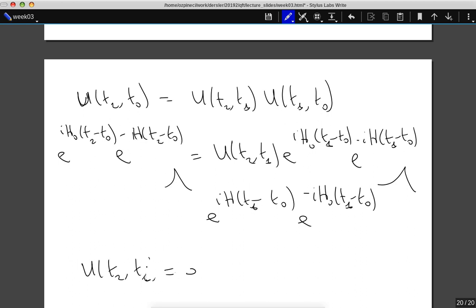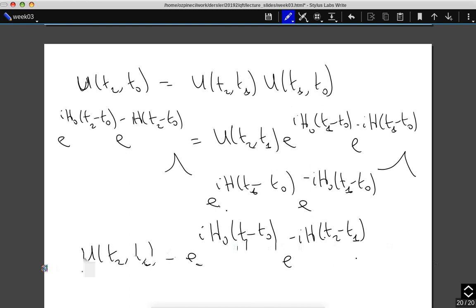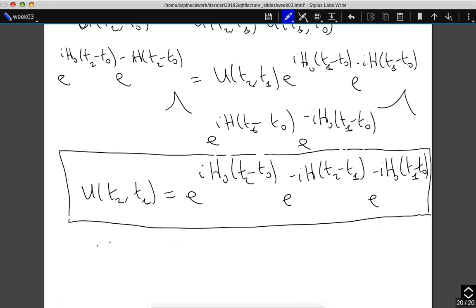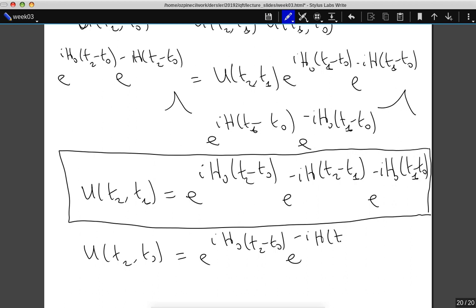This is equal to e to power i h0 (t2 minus t0), e to power minus i h (t2 minus t1), and e to power minus i h0 (t1 minus t0). It's not exactly similar to the expression of u of (t2, t0), which was e to power i h0 (t2 minus t0), e to power minus i h (t2 minus t0). It's slightly different than that.